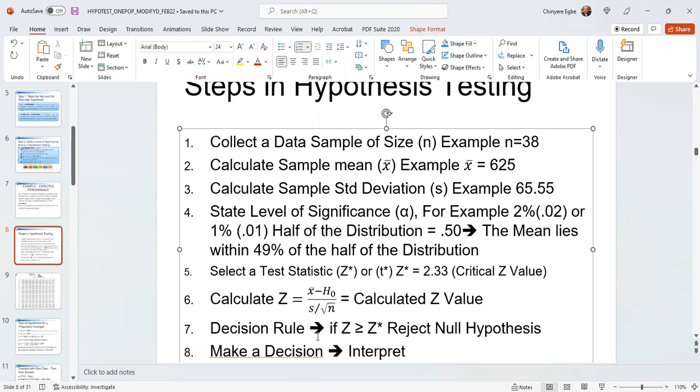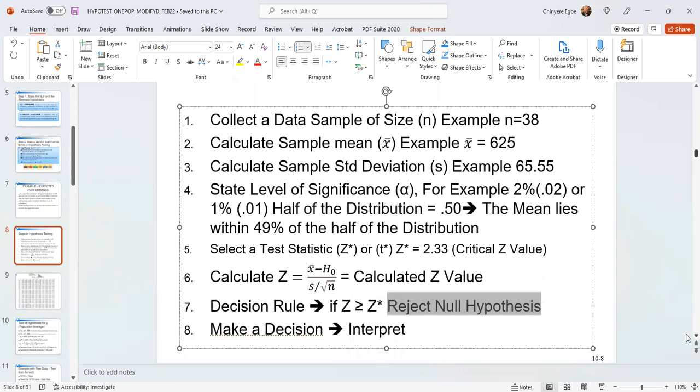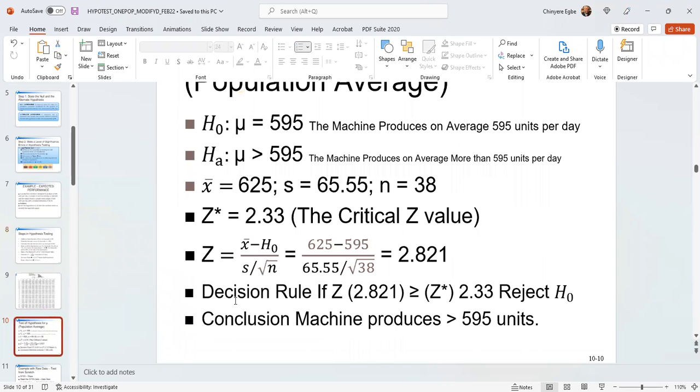And so the decision rule is that if Z, the calculated Z value, is greater than or equal to the critical Z value, then you reject the null hypothesis. And when you reject the null hypothesis, you are now saying that the alternate hypothesis seems to be true, okay? All right, so let's then move on to the next, the example then.